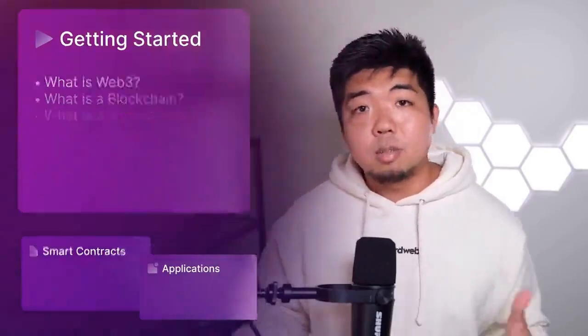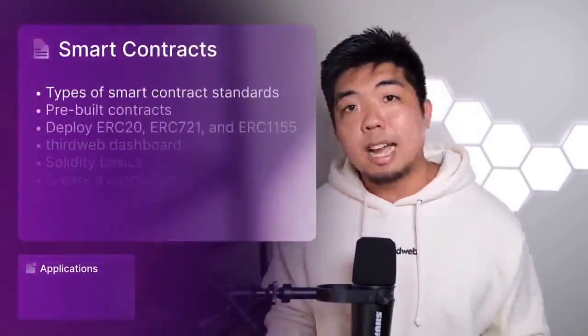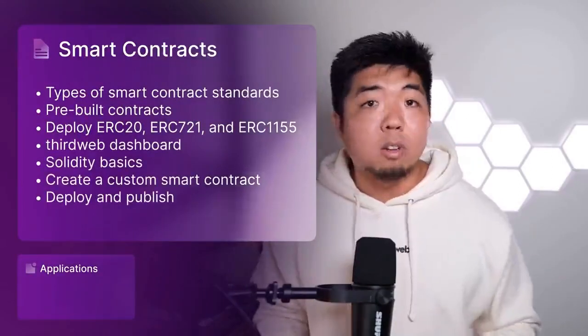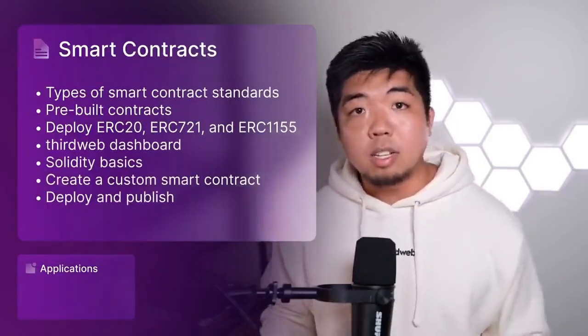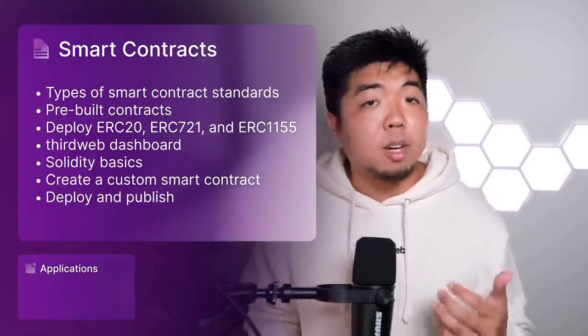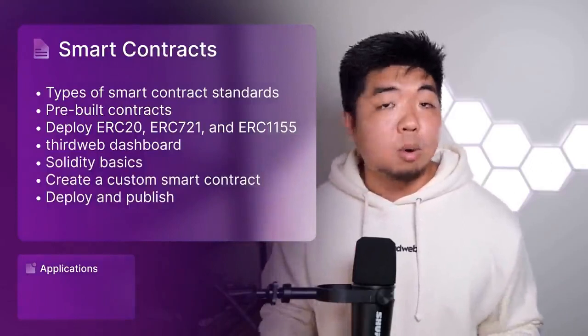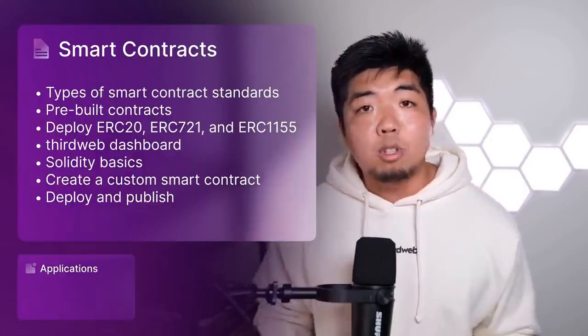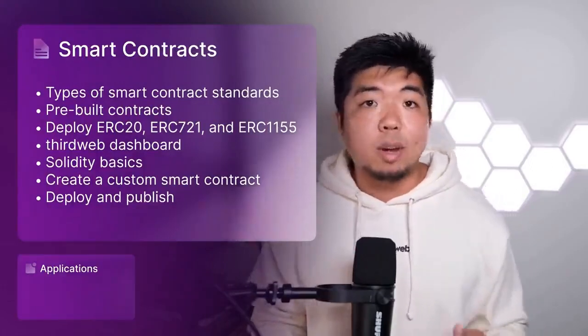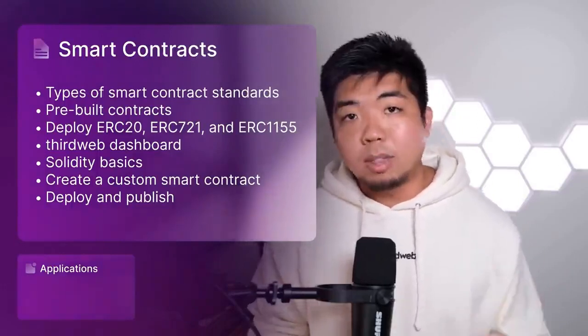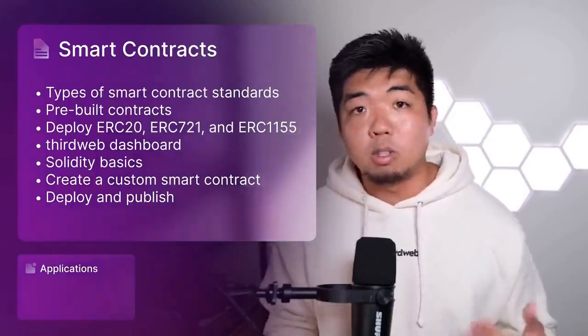The next section, smart contracts, will take a deeper dive into what smart contracts are, how they work, and how to create your very own smart contracts. We'll actually be deploying your very own smart contracts through ThirdWeb, which don't require any coding knowledge at all. And we'll show you how easy it is to create certain contracts that we have pre-built, and you can just, with a click of a button, deploy them onto a blockchain.